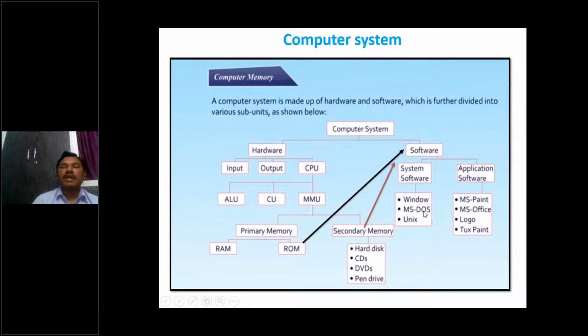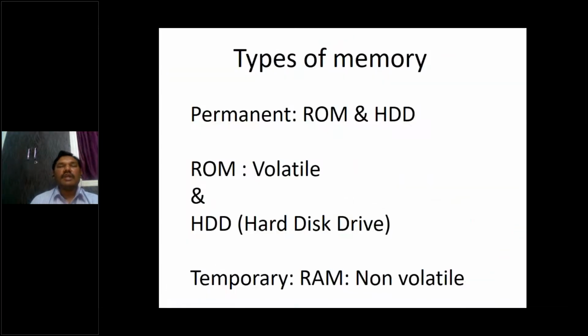Okay, so that is the architecture of the computer. A computer system has hardware and software. This is the hardware part, and in this hardware, now we are talking about memory. Memory is of two types: primary memory and secondary memory. These are also classified as permanent memory and temporary memory. Permanent memory means ROM memory and HDD, hard disk drive memory.